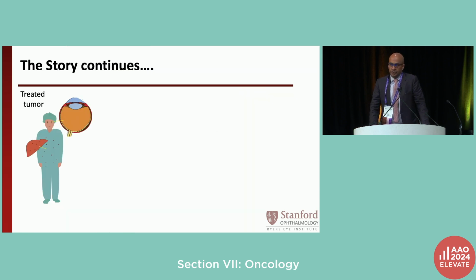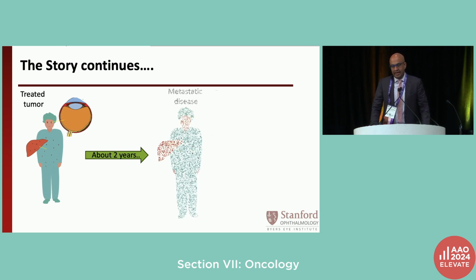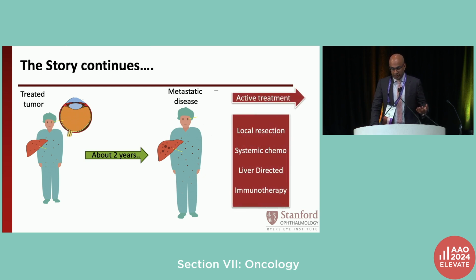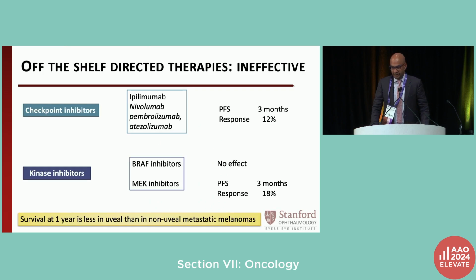So the story continues for our patient. They've been treated. They're being followed by an oncologist, getting scans, and approximately 2 years after the treatment, in our high-risk patients, they may develop metastatic disease. So now active treatment has to be considered. Local resection, systemic chemotherapy, liver-directed therapies, or immunotherapy.